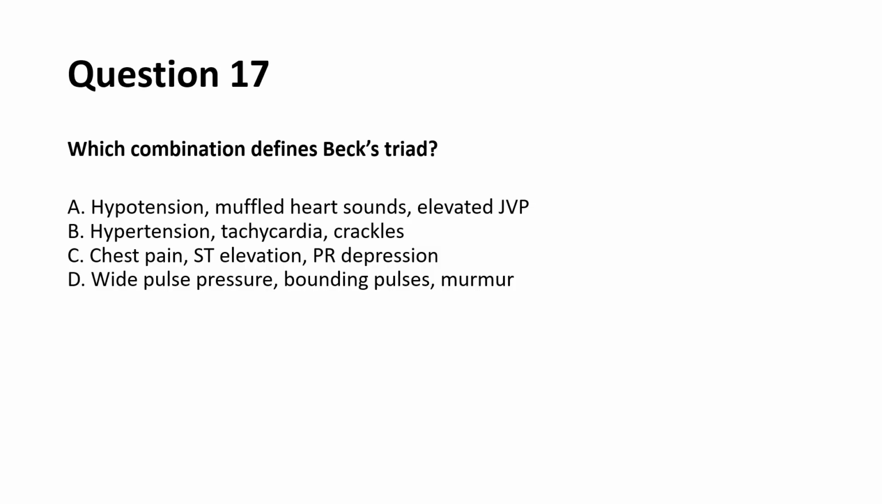Which combination defines Beck's triad? Hypotension, muffled heart sounds, elevated JVP. Hypertension, tachycardia, crackles. Chest pain, ST elevation, PR depression. Wide pulse pressure, bounding pulses, murmur.